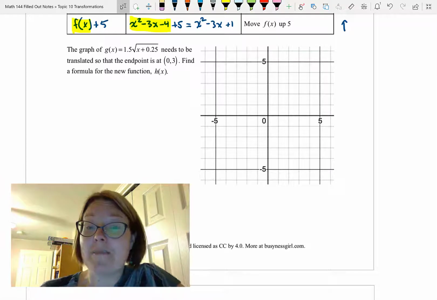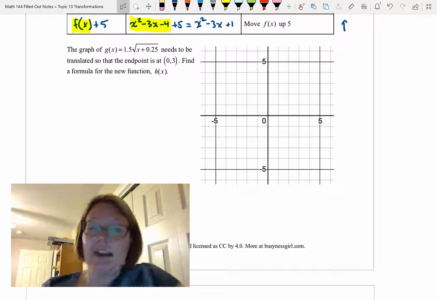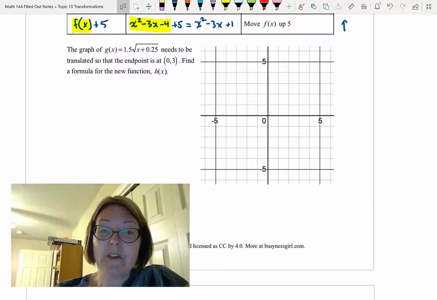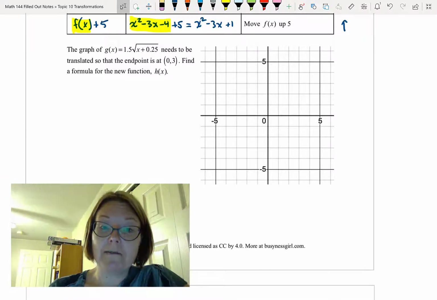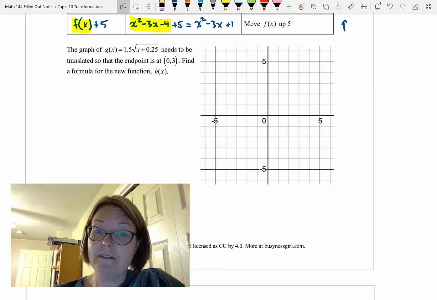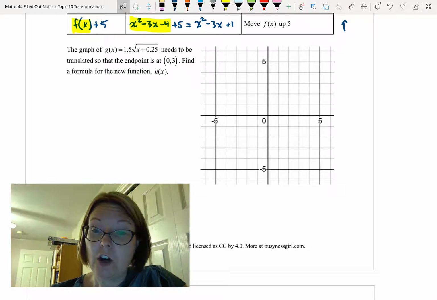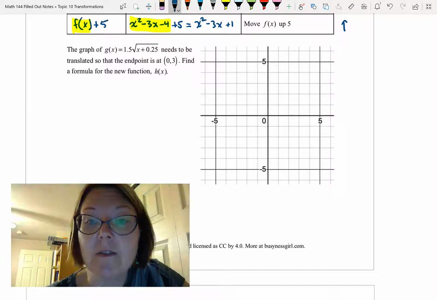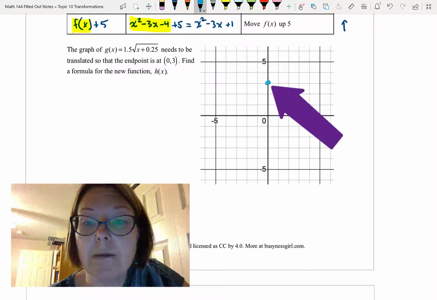So let's try something that's a little bit more difficult now. The graph of g of x equals 1.5 times the square root of x plus 0.25 needs to be translated so that the endpoint is at (0, 3). So our goal is to put the endpoint at (0, 3). I'm going to put that in the lighter blue color.